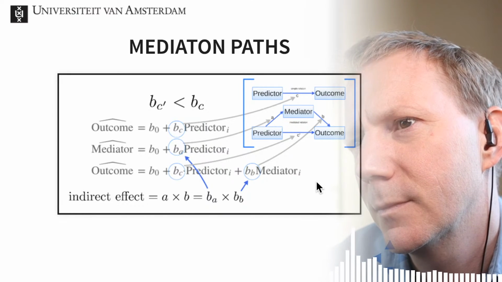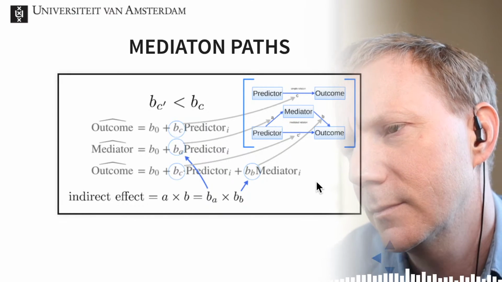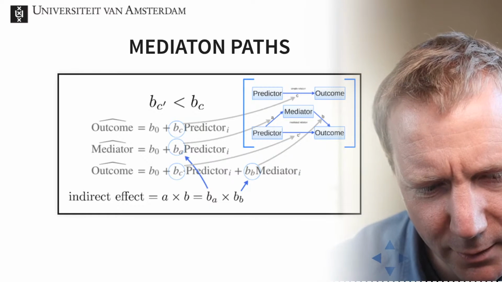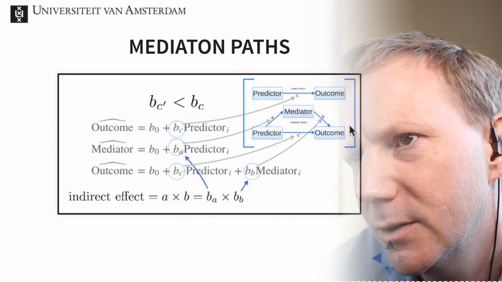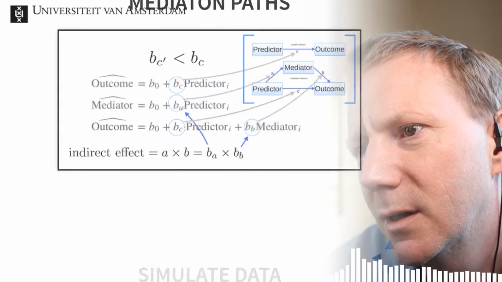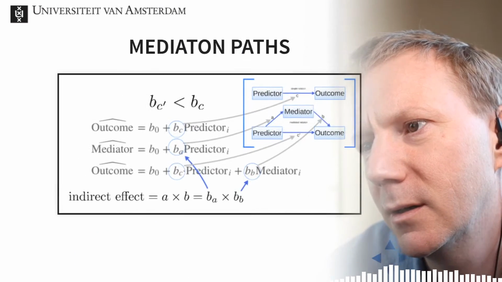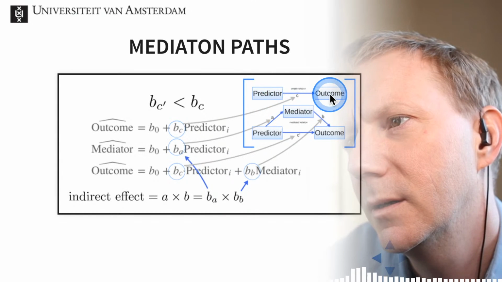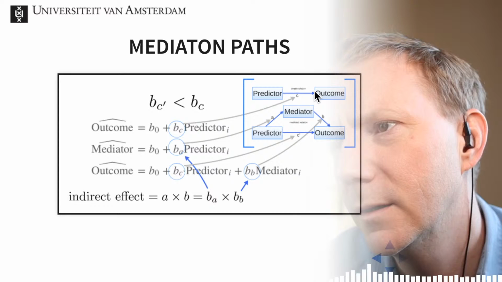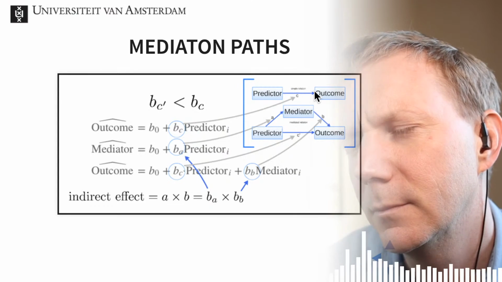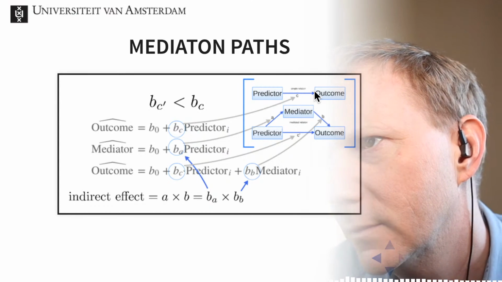If it's C or C accent. So where do you get the total effect from? Because I'm not showing this in my graph here. No, because some people had thought that C, predictor to outcome, was total, and then C parenthesis was the direct effect, but I'm not sure.